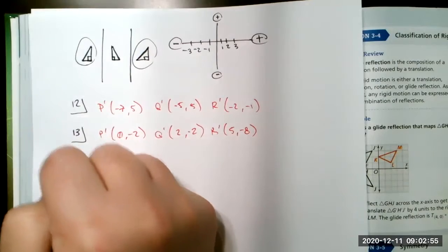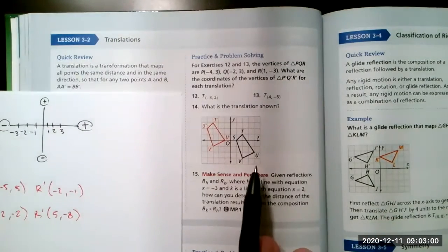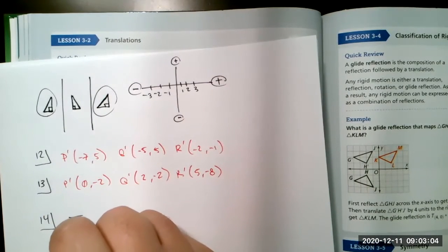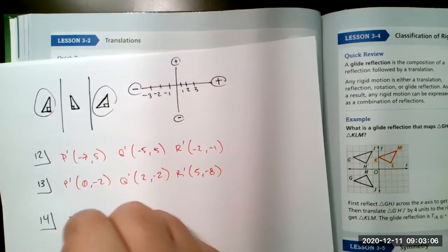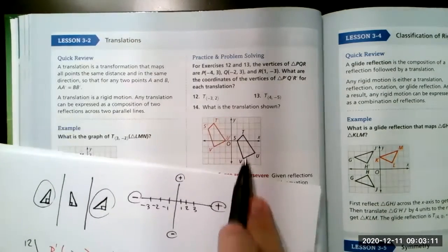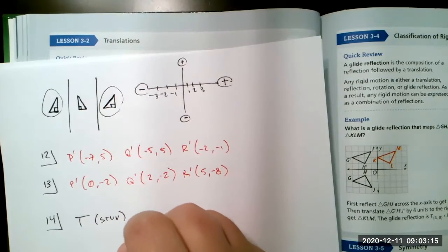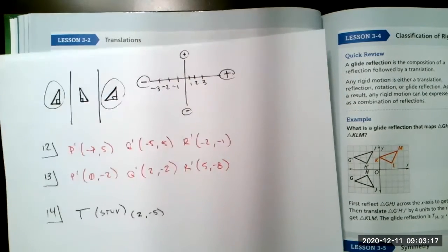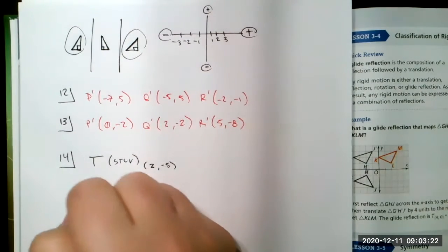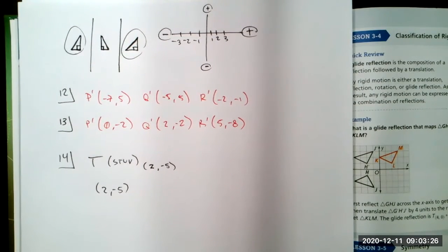So what's the translation shown? For number 14, I think they're giving us the quadrilateral STUV. So of STUV, that translation again is going to be up 2, left 5. You could have just written this right here, <2, -5>. You don't have to write it with that notation, but it's up to you.